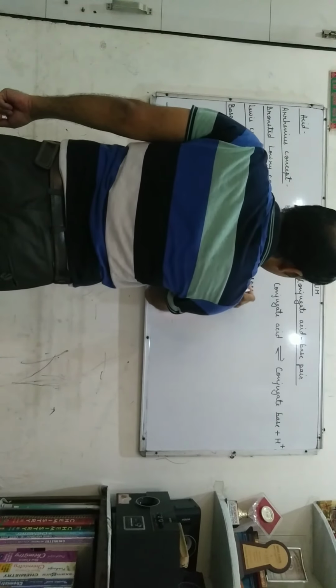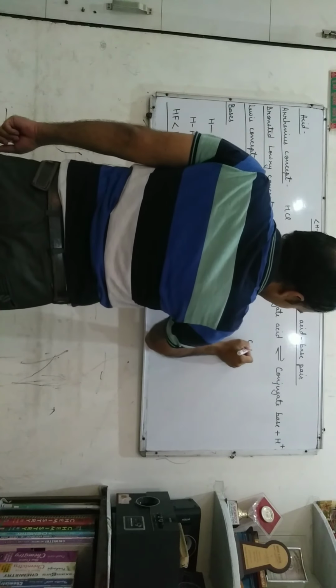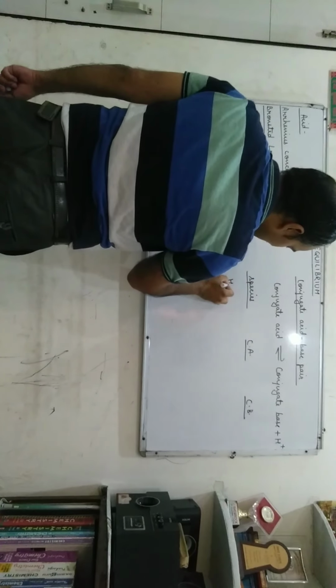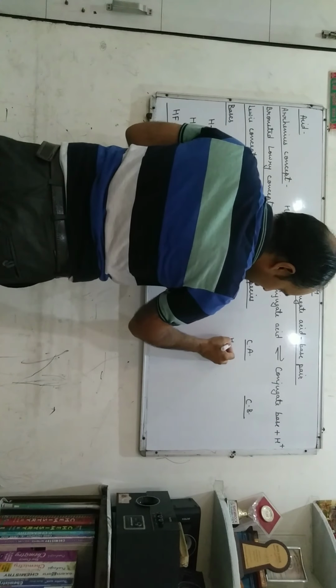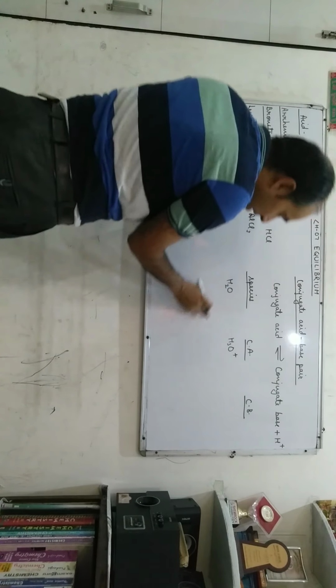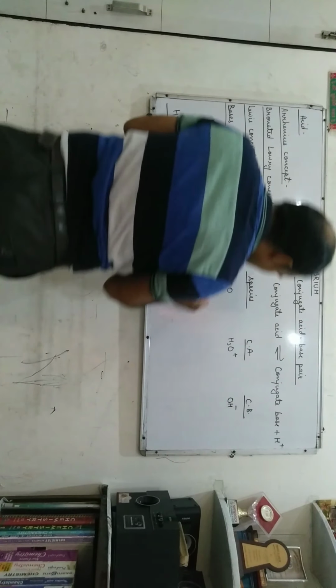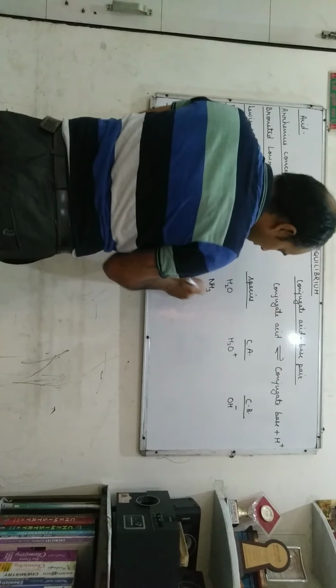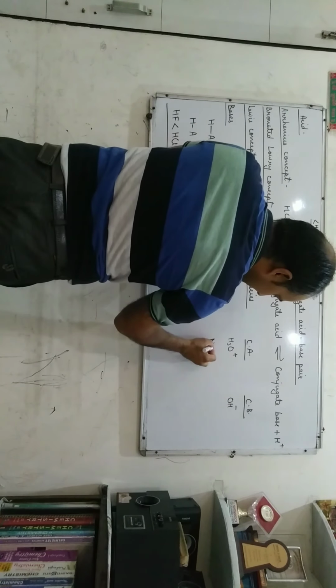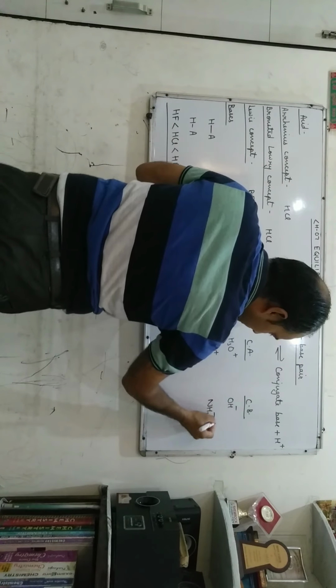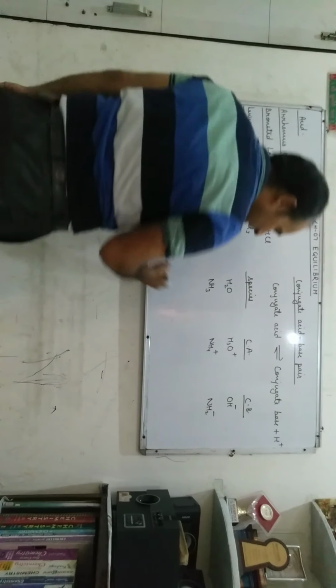Suppose we have a species, their conjugate acid and conjugate base are written as follows. Suppose we have water, on adding H positive ion, the conjugate acid becomes H3O positive. If we remove H positive from here, we obtain the conjugate base, this one. Let us take an example of ammonia. For making the conjugate acid, adding H positive, we get NH4 positive. For making the conjugate base, remove one proton, that is NH2 negative.